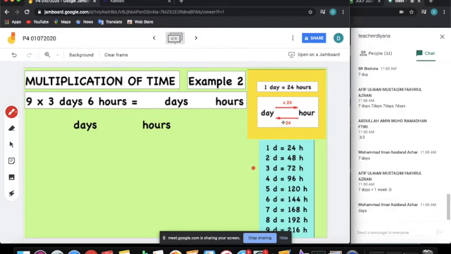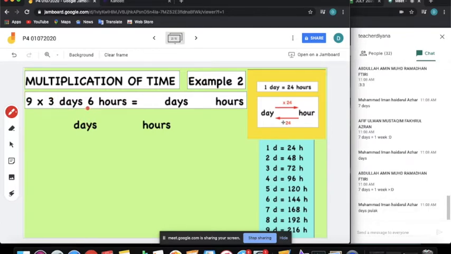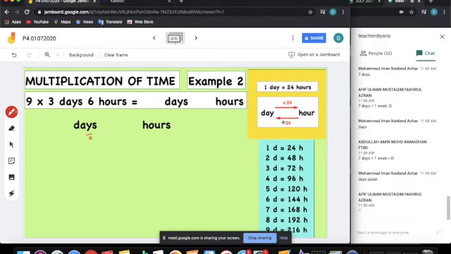D-A-Y-S. So, now everyone, look at the second situation here. Now, you need to arrange properly. This one between days, they give you 3 days. Answer this one now. 3 days, 6 hours. So, teacher, I arrange 3 days, 6 hours. And then you need to times with 9.